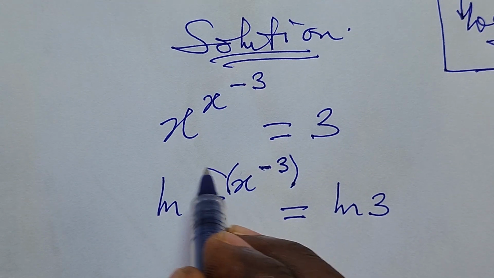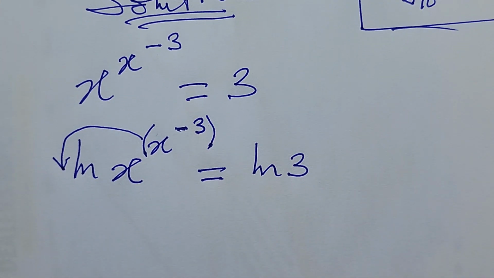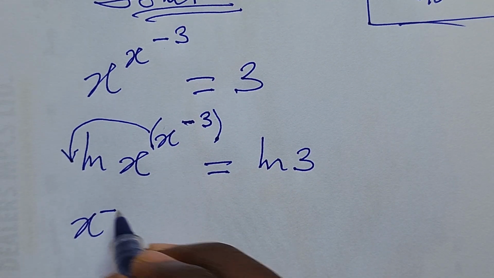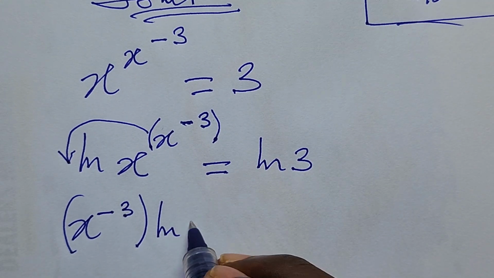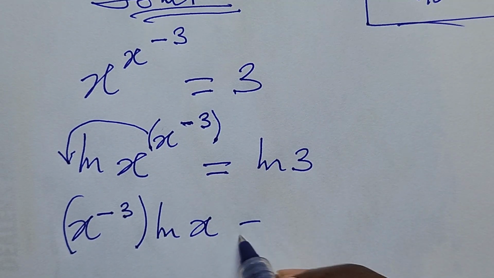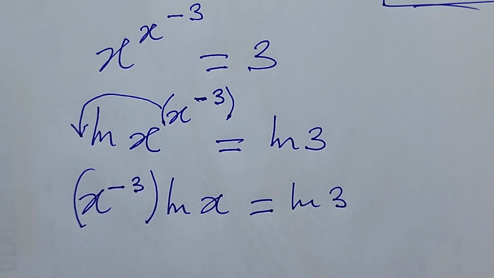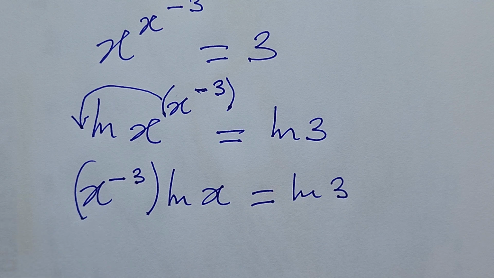So let's move that down to this other side. If we move that, this is going to give us here (x^(-3)) times ln x is equal to ln 3. Good. So what we do next here, now I want to rewrite this expression.